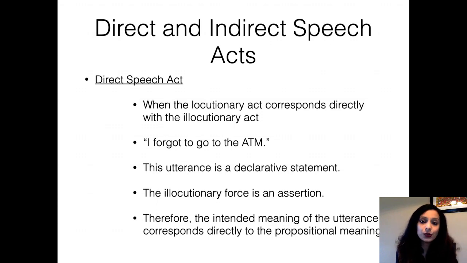There are also 2 kinds of speech acts. You can talk about the direct speech act and the indirect speech act. The direct speech act is basically when the locutionary act and the illocutionary act correspond directly, right? So, "I forgot to go to the ATM." You're not saying, "Dang, I forgot to go to the ATM." You're just saying, "I forgot to go to the ATM." This is a very direct kind of speech act.